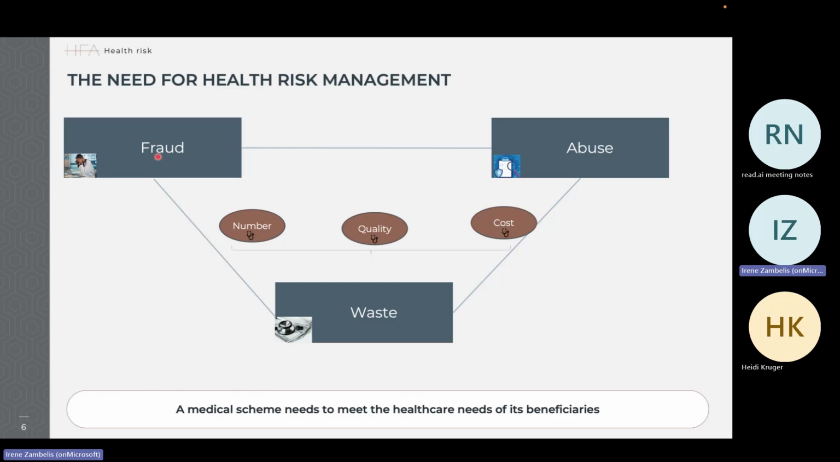So if you have proper managed care programs in place, this over-servicing can be limited, and fraud should be easily detected, so that at the end of the day, one can decrease the number of the claims, you can decrease the cost of the claims to what is medically necessary, and improve the quality of care. That is the aim of the program.